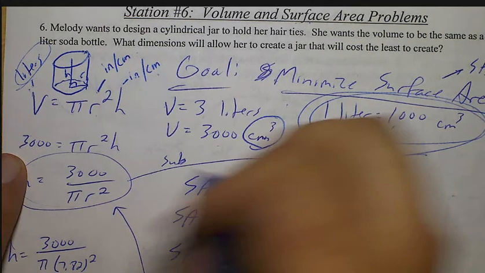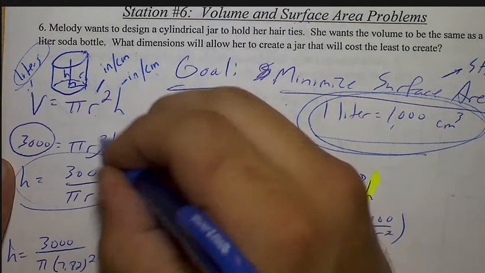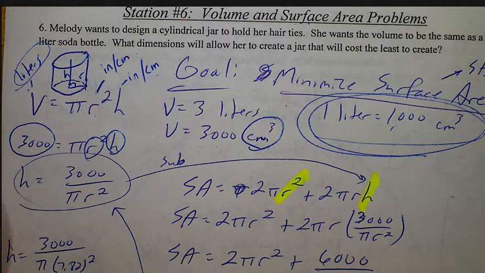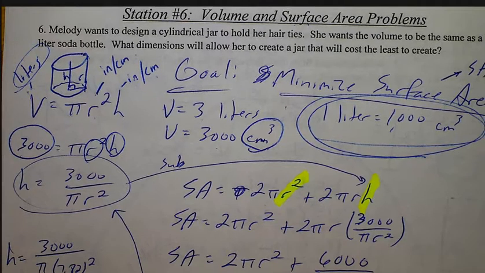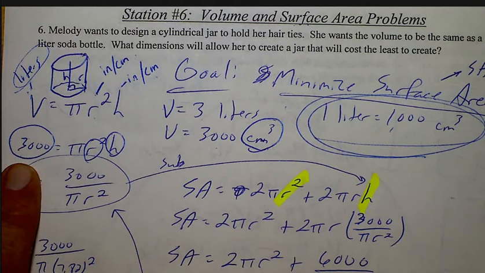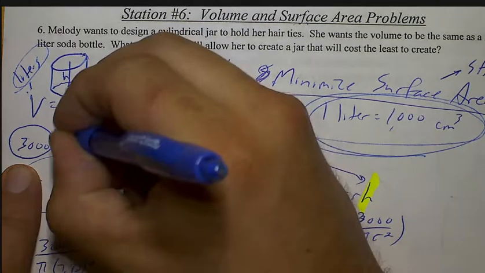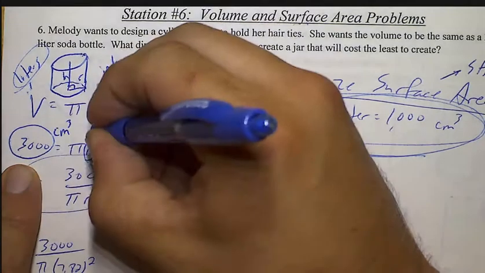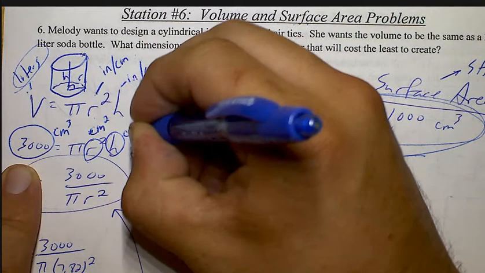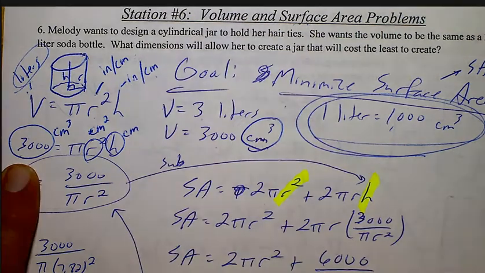Same thing as before, I have a volume formula, so I solve it for a variable. I can solve it for R or for H. But the problem with R is I get two solutions, so I have two equations I have to mess with. To avoid the headache, just solve for H. So divide by pi r squared. H is 3,000 over pi r squared.